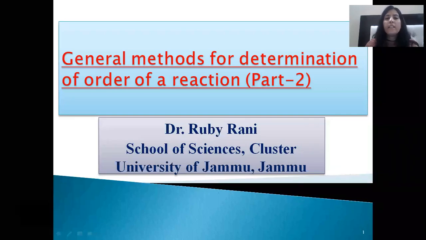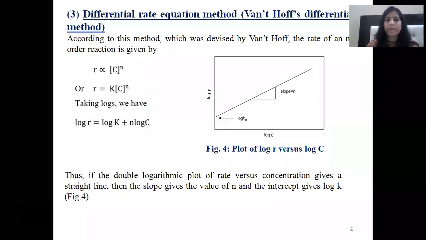Hello everyone. In this lecture, I am going to discuss general methods for determination of order of a reaction. In my previous lecture, I discussed two methods for determination of order of a reaction, that is the integration method and the half-life period method. There are two more methods for determination of order of reaction, that is the differentiation method and the Ostwald isolation method, which I am going to discuss in this lecture.